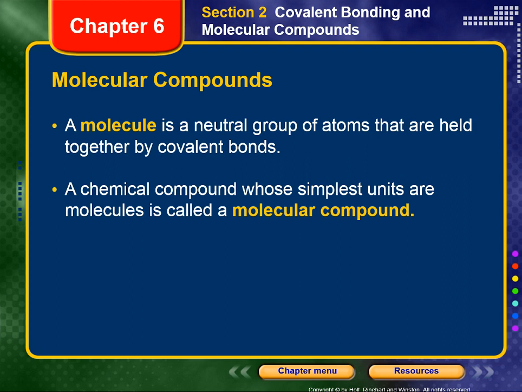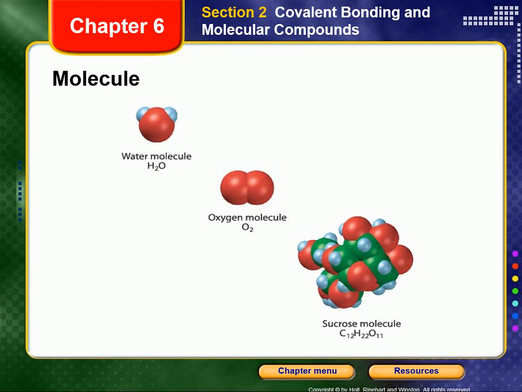Many chemical compounds, including most of the chemicals that are in living things and are produced by living things, are composed of molecules. A molecule is a neutral group of atoms that are held together by covalent bonds. A single molecule of a chemical compound is an individual unit capable of existing on its own. It may consist of two or more atoms of the same element, as in oxygen, or two or more different atoms, as in water or sugar. See figure 6-4 on the screen now. A chemical compound whose simplest units are molecules is called a molecular compound.